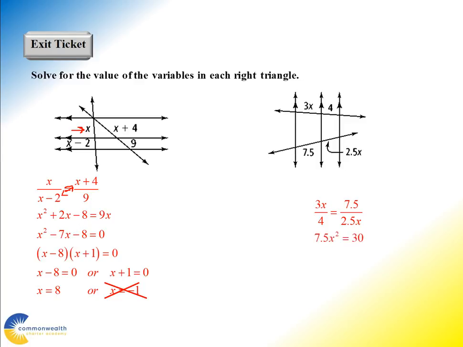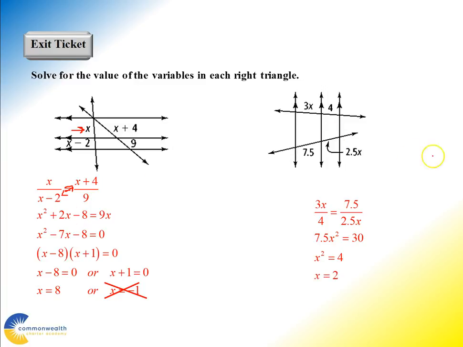Again, I'm going to cross multiply, and I would get 7.5x squared equals 30. I would divide both sides by 7.5. I would get x squared equals 4. Now, I would square root both sides. Usually when you do that, you have to put a plus or minus symbol in it, which means I would really get two answers, x equals 2 and x equals negative 2.